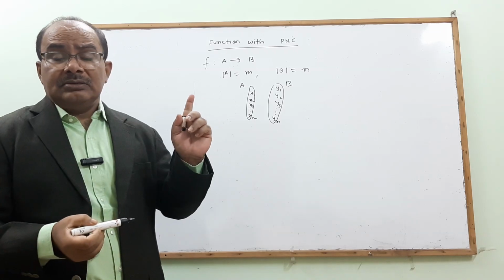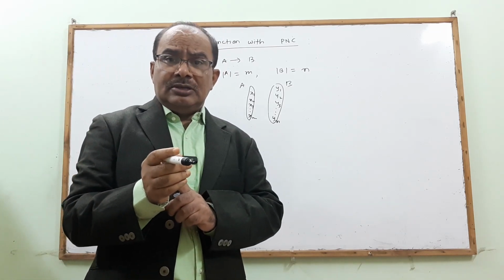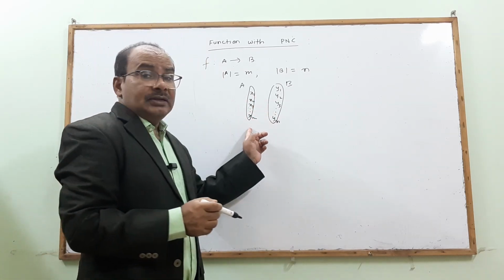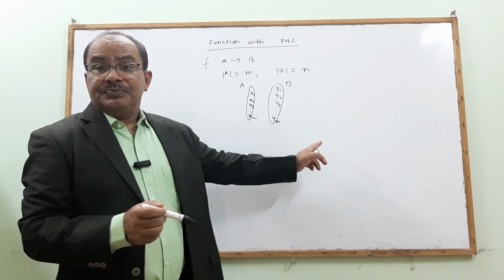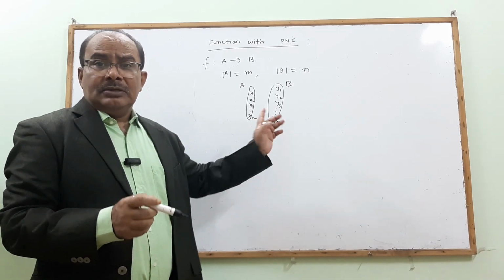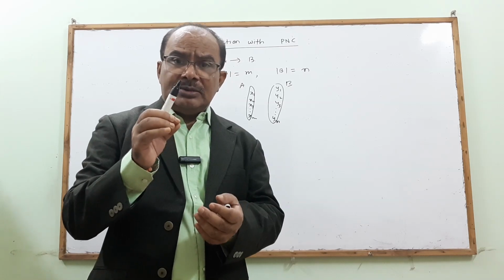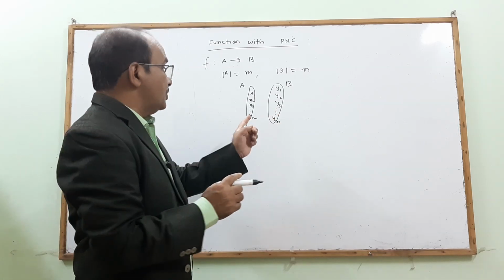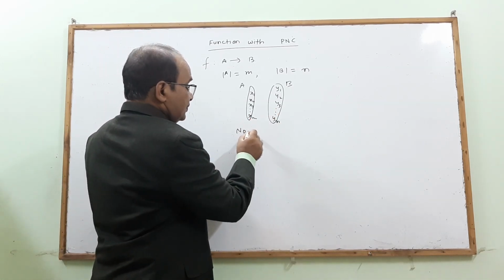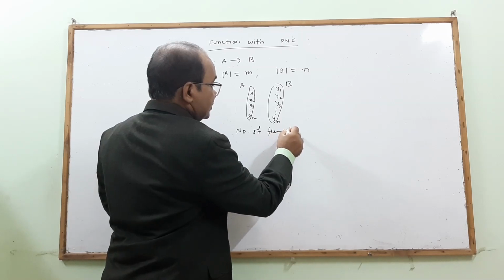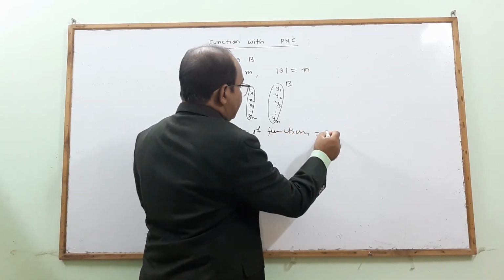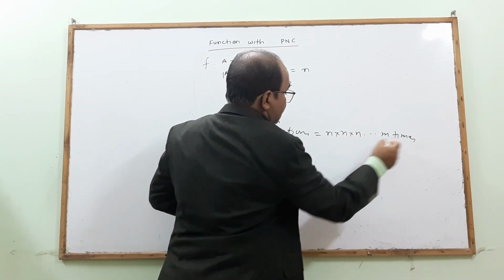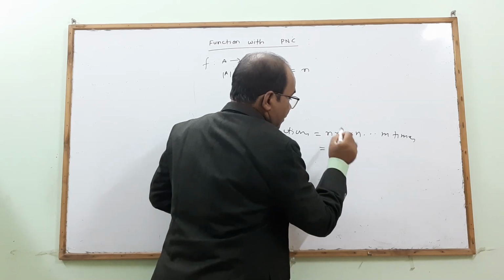For every element of A, we have n choices, and there are m elements in set A. We can apply the fundamental principle of counting, the product rule, and by the product rule the number of functions will be n into n, m times, and it will be n to the power m.